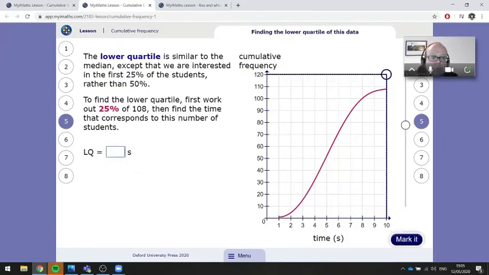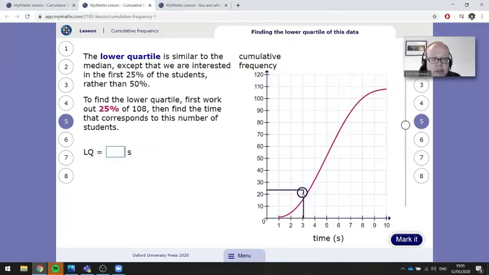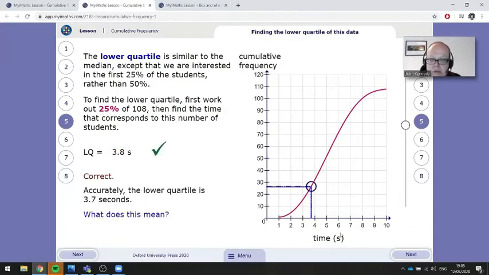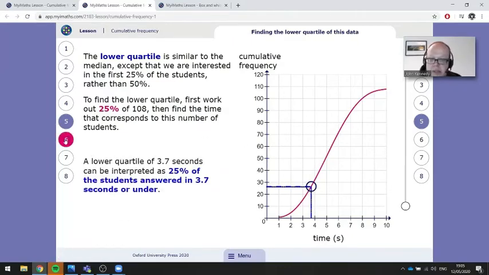If I want to work out the lower quartile, I have to go a quarter of the way into the data. This is like halfway between 0 and the median. So that would be halfway between 0 and 54 is 27. So 27 is about here. That looks to me as though it's about 3.8, roughly. Oh, actually 3.7.